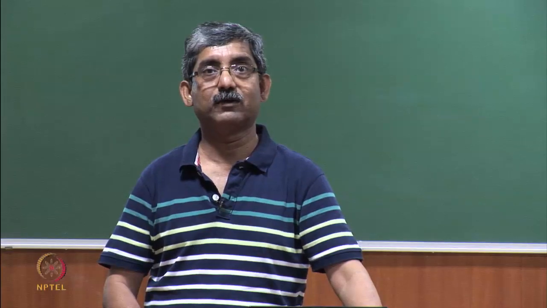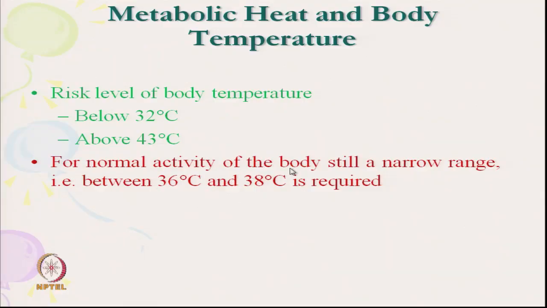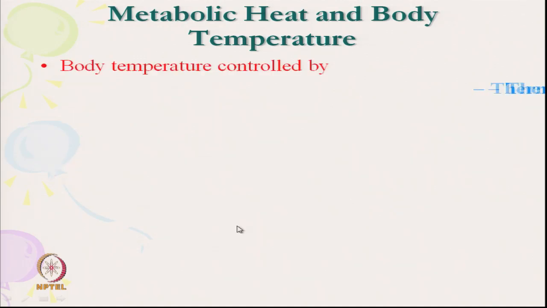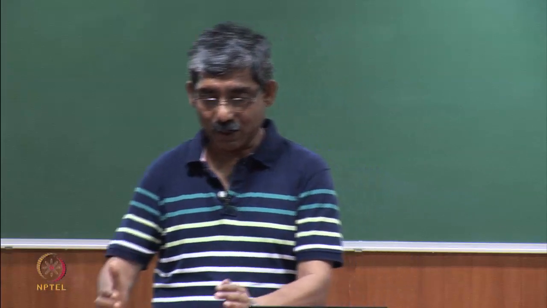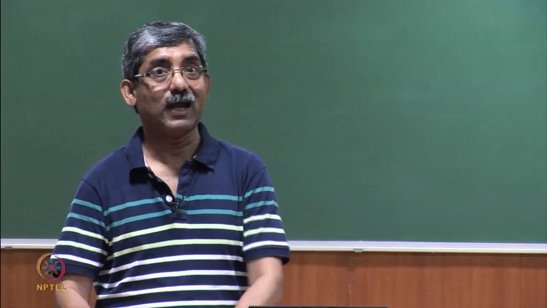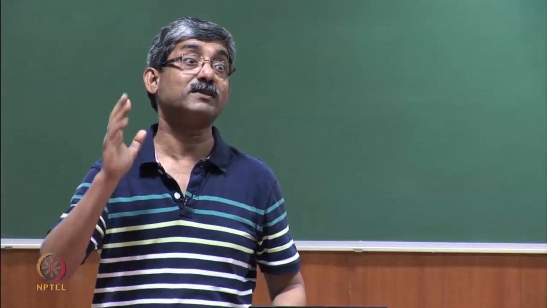For normal activity, the body requires a narrow range. So 36 to 38 degrees Celsius is the normal range. Beyond that range we will not be able to survive. So, how to control the body temperature physiologically? Body temperature is controlled by thermal regulation. Our internal physiology actually controls the body temperature automatically, but our clothing's function is to assist it, in case it is required.